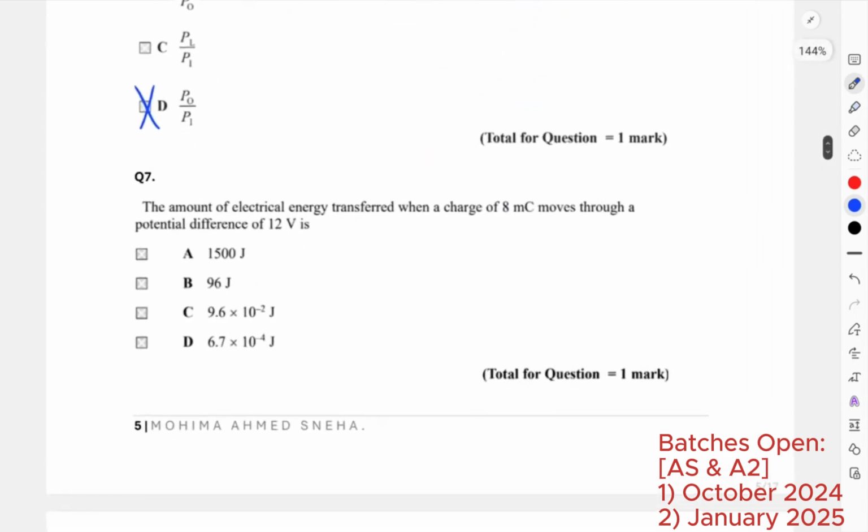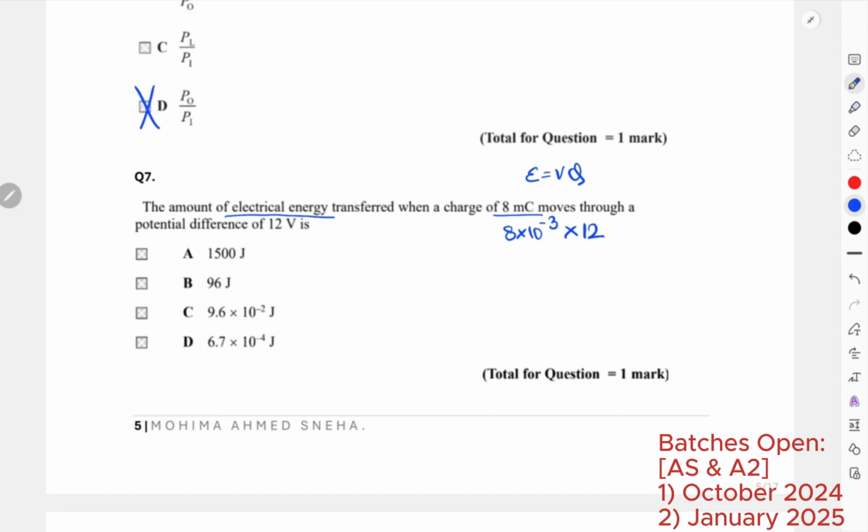Moving to question 7, the amount of electrical energy transferred to a charge of 8 millicoulomb through a potential difference of 12 volt. We want to connect our equation with charge, energy and voltage. That is E equals VQ. And electrical energy equals voltage times charge. Now the charge was in millicoulomb, so obviously we have to convert that to coulomb, which is going to be 8 multiplied by 10 to the power of negative 3, and that also multiplied by 12, right?